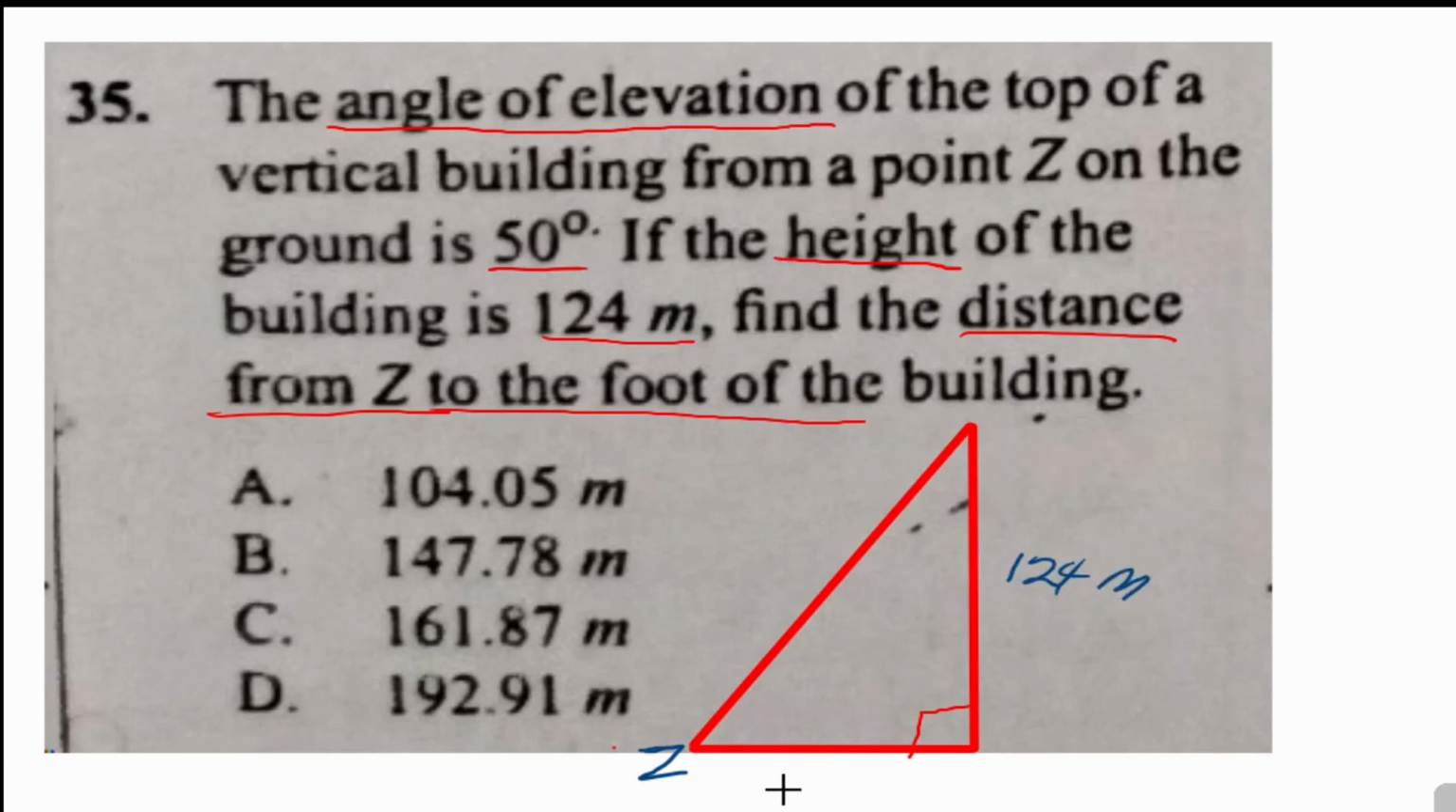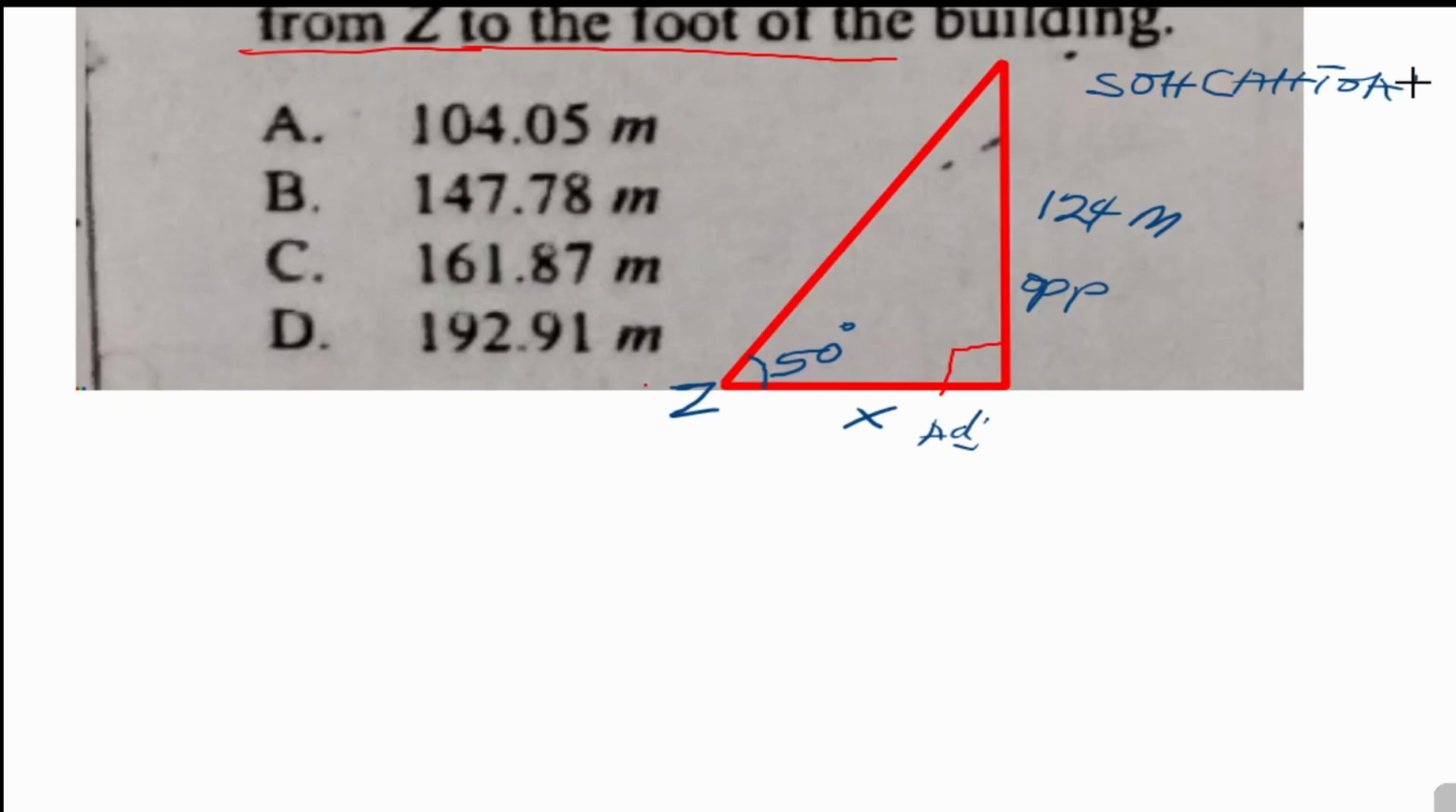Then you have to find the distance from Z to the foot of the building, so that will be here. Let's call it X. And the angle of elevation of the top of the building is 50 degrees, so let's put our 50 degrees here, because this is where it's supposed to be. If this is the acute angle given to us, then this side of the triangle, just like the first one we did, will be opposite, and this will be adjacent. Using SOHCAHTOA, we are going to use TOA, because that involves opposite and adjacent.